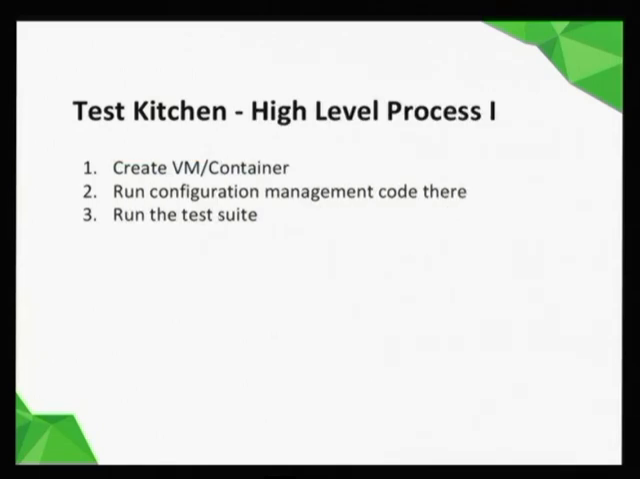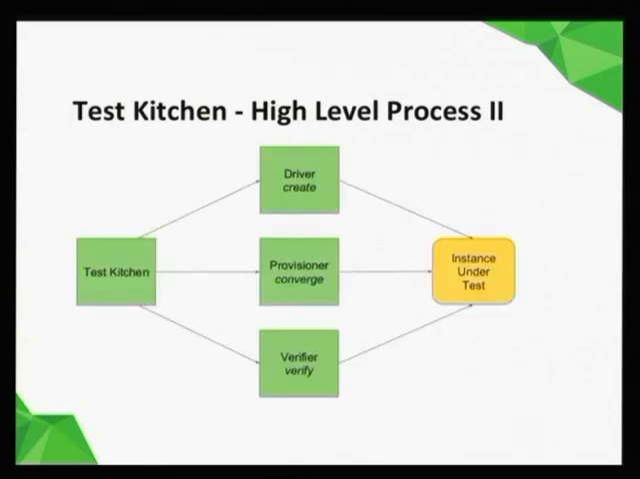So, a high-level overview of how Test Kitchen works. It's really simple. It creates a VM or container, runs configuration management code there, and runs any kind of test suite to verify the correctness of this configuration management code under test. I tried to reflect in this diagram that Test Kitchen has three main modules, each one responsible for a different thing. The driver is for creation of the instance under test. The provisioner is for application of configuration management code, in kitchen terms the verb converge. And the verifier is to actually run a test suite. And all this happens in an isolated instance under test.